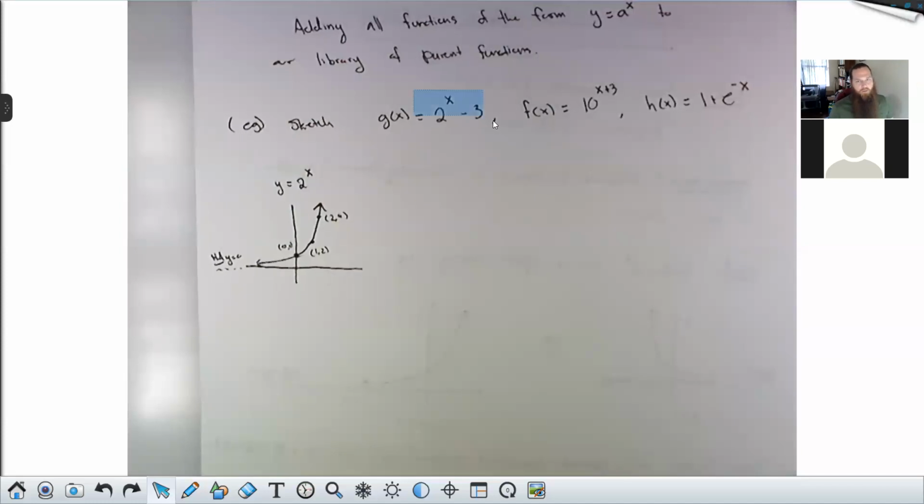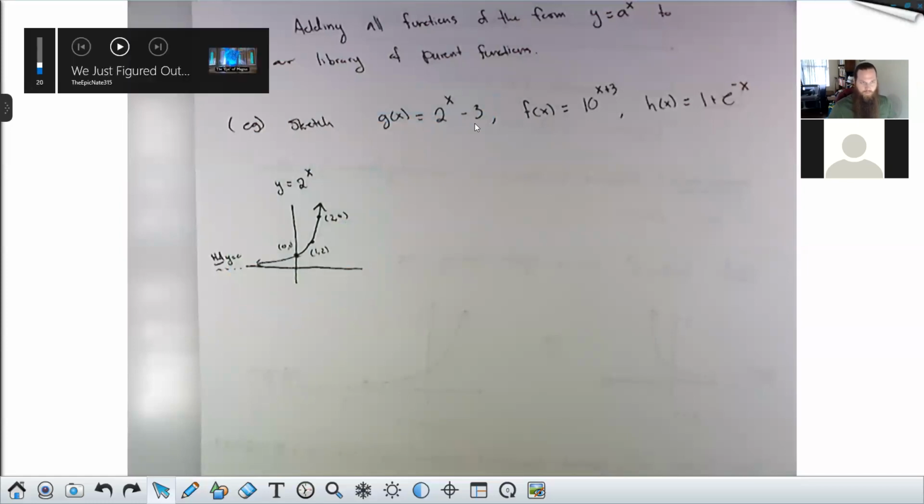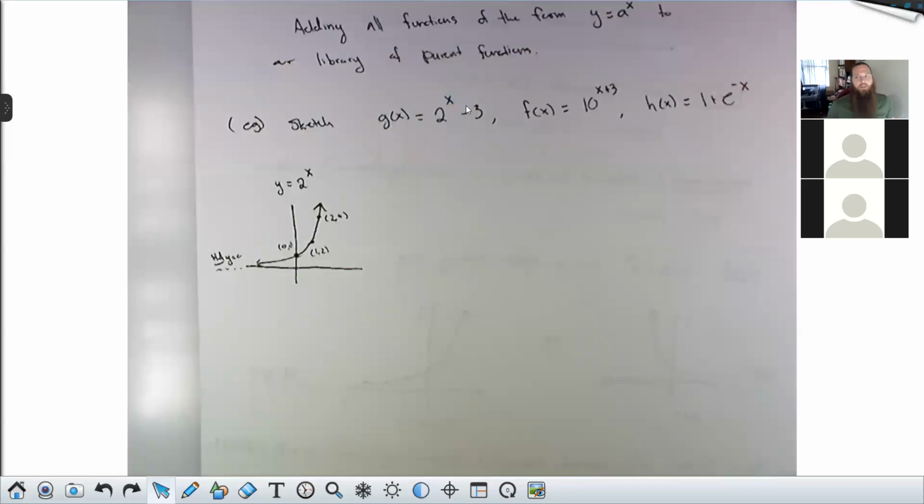2 to the x minus 3 is a transformed version of this. What do I do to this graph to get the graph of g of x? Go to the right 3. If the minus 3 was up here, like x minus 3, then that would be correct. We'd go to the right, because inside stuff is horizontal, outside stuff is vertical. But this guy is down outside of the power, so he's not directly connected to the x. It's like I've taken this whole function, which is this guy, and subtracted 3 on the outside. So what does that do?